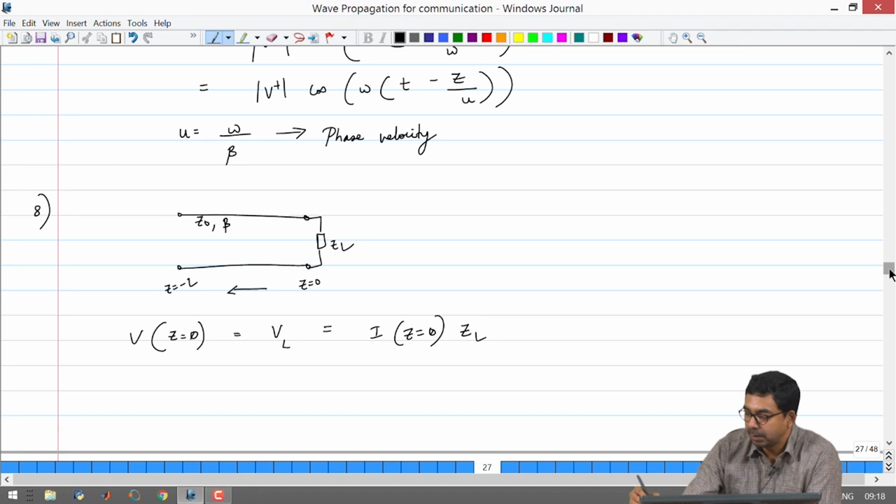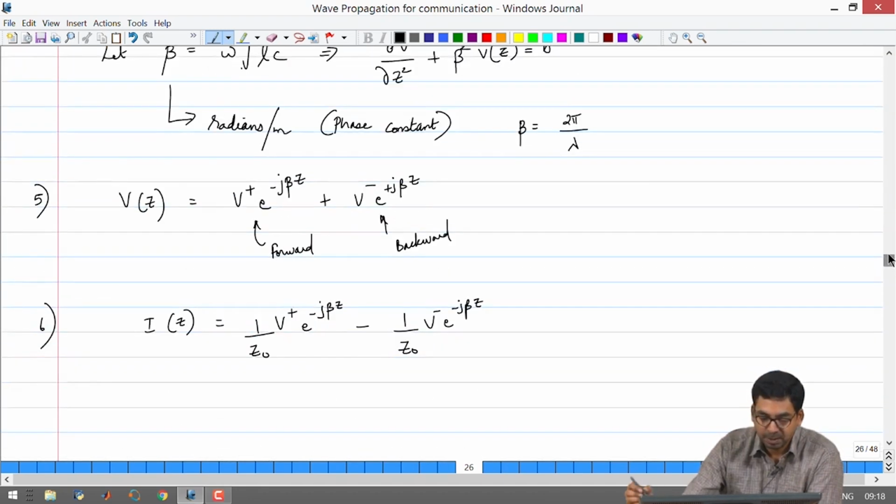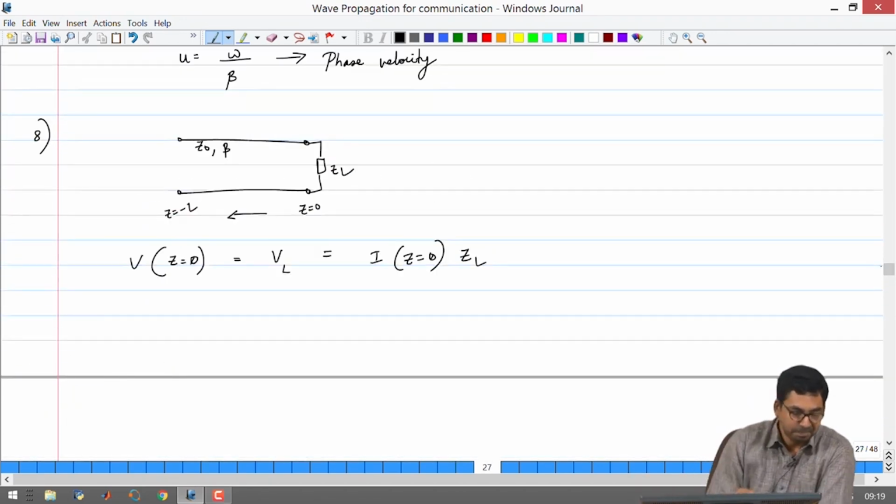If you have a look at the solutions that we have written, we have V plus e to the minus j beta Z. Z equal to 0 makes this term equal to 1. So, that makes my math simpler and hence the choice of the coordinate system. V minus e to the plus j beta Z, once again Z is equal to 0. So, the math becomes simpler over here. So, at Z equal to 0, I can write down the voltage to be V plus V minus, right.